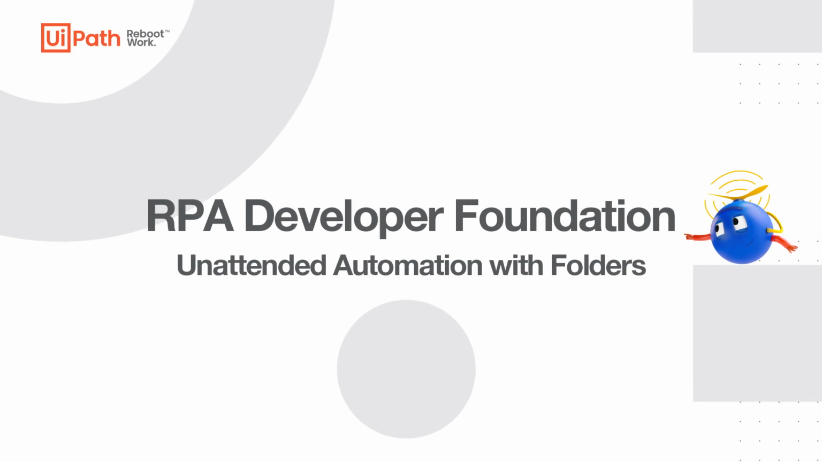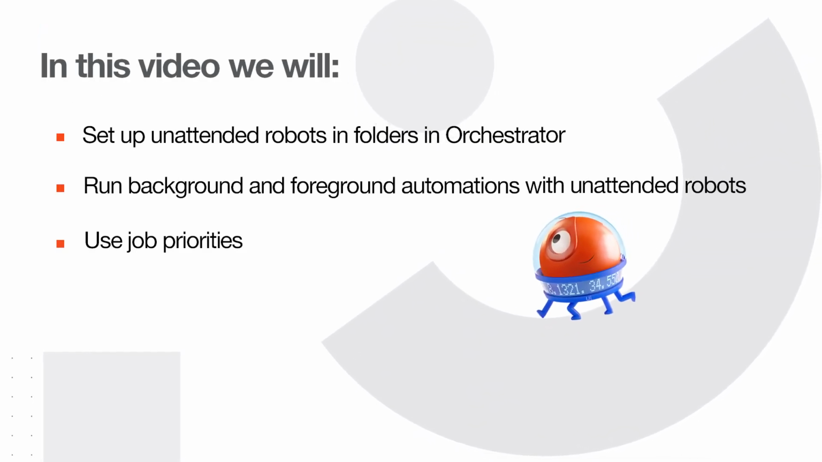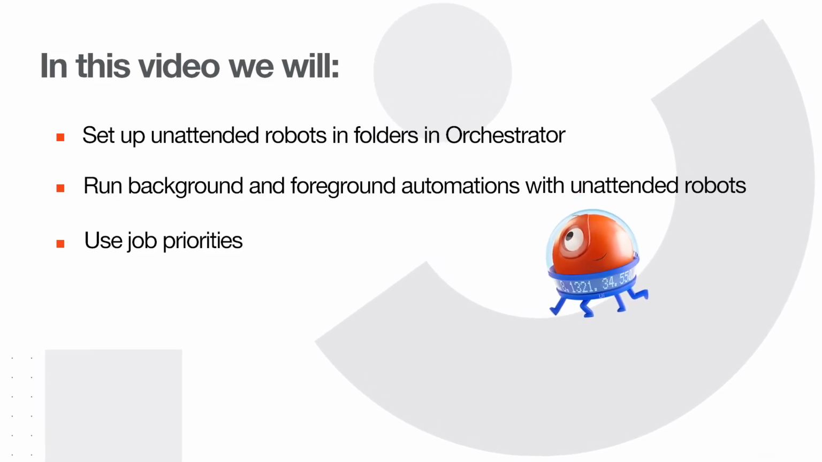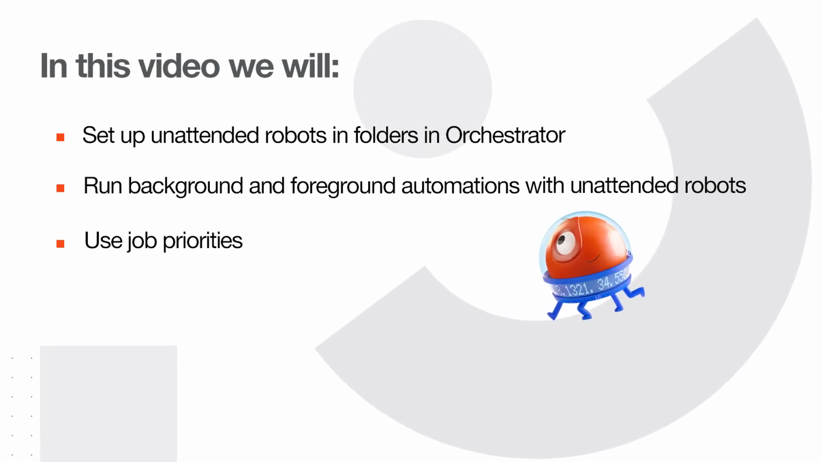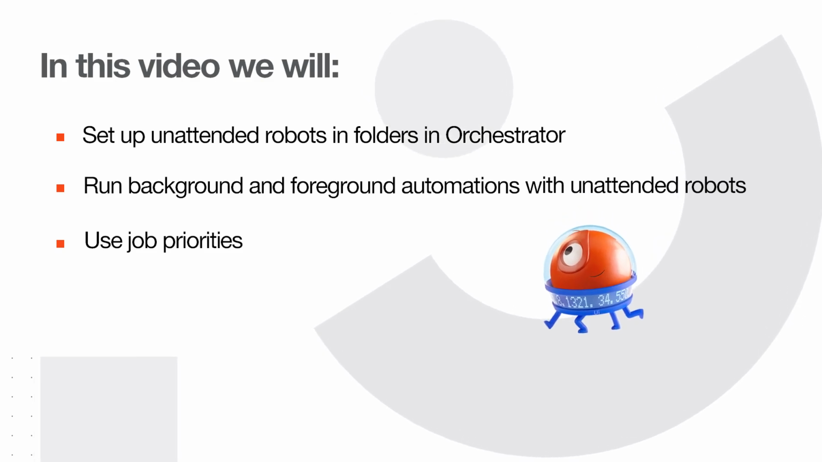Hello and welcome to this demo on unattended automation with Orchestrator folders. In today's video, we'll first learn about setting up unattended robots in Orchestrator folders. Then we'll get to run background and foreground jobs with the unattended robot that we're setting up. And while doing all of this, we'll also cover the concept of job priority.